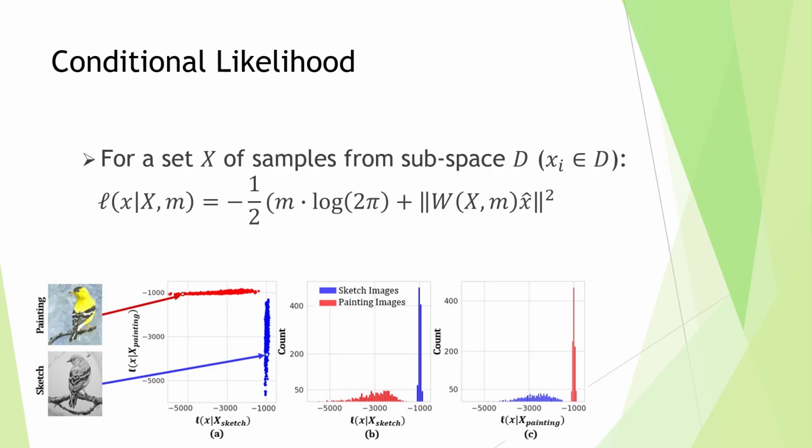For each domain, we estimate a whitening transform using only images from that domain. And then we compute log likelihood conditioned on each domain-specific subspace. We can see that the images tend to receive higher likelihood when evaluated under their own domain and lower likelihood under the other domain. This demonstrates that conditional likelihood captures domain-specific structure.